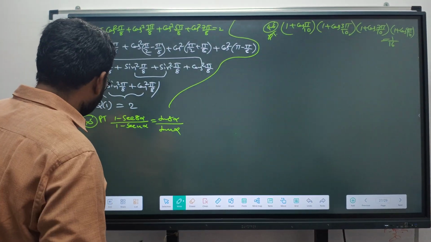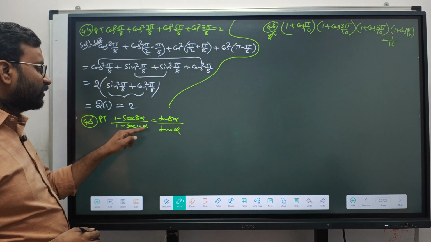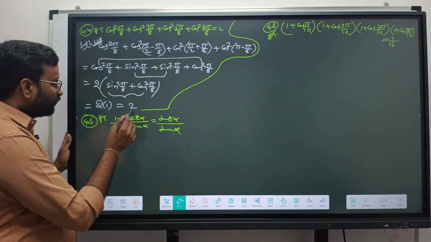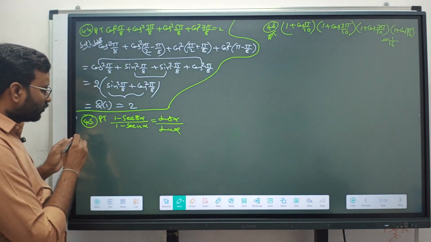See more questions. 45. Prove that 1 minus secant 8 alpha by 1 minus secant 4 alpha is equal to tan 8 alpha by tan 4 alpha. This is proof. See solution.